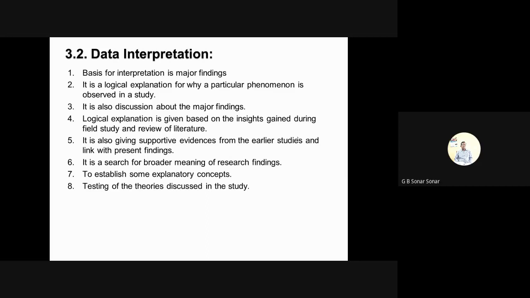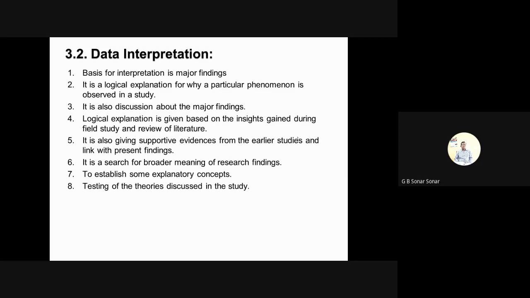Then, as a researcher, logical reasons should be given why men are more, why women are less. So that kind of interpretation is required to be given. And it is also like giving a continuity to our finding to the earlier studies.